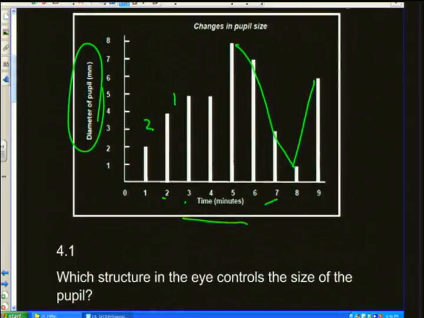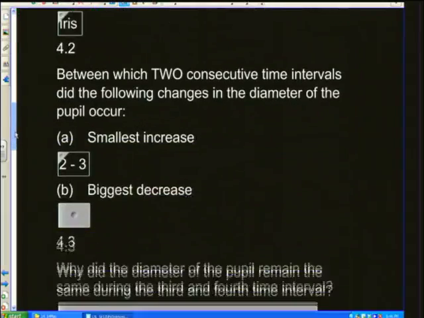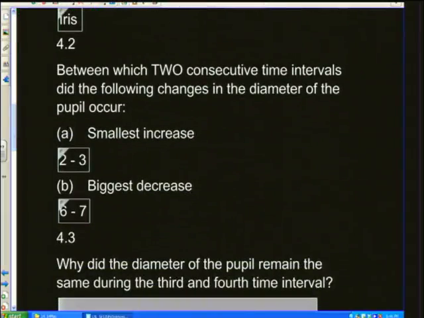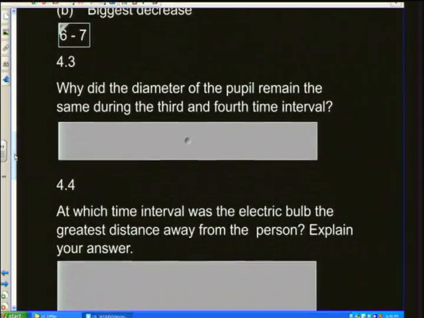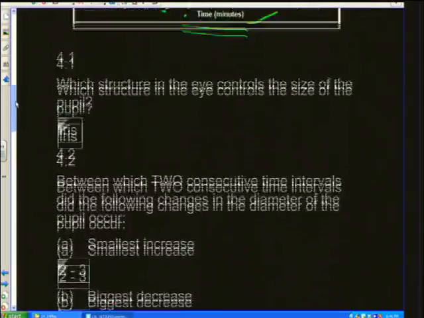Remember, these questions, you don't have to study anything. It's about reading the graph. You can see the drop. It's a huge drop from 6 to 7. Good. Why did the diameter of the pupil remain the same during the 3rd and 4th time interval?